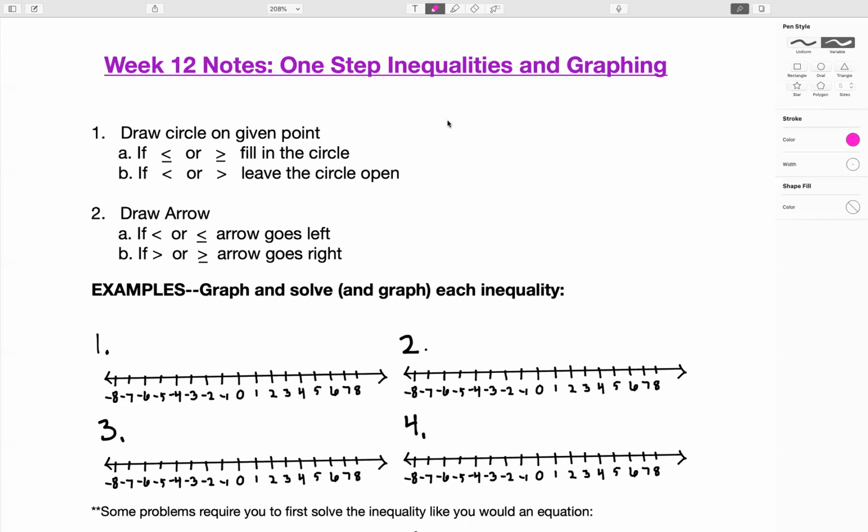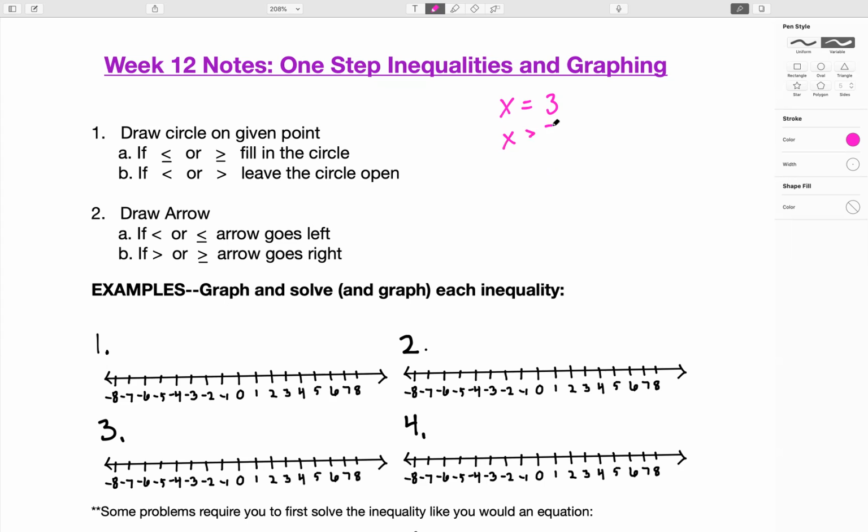Week 12 notes, one-step inequalities in graphing. What is an inequality? Well, it helps us first to think about what an equation is. An equation is really something like this with an equal sign, anything with an equal sign. The answers that we got for our equations would look something like x equals 3. But what if you have something like this?